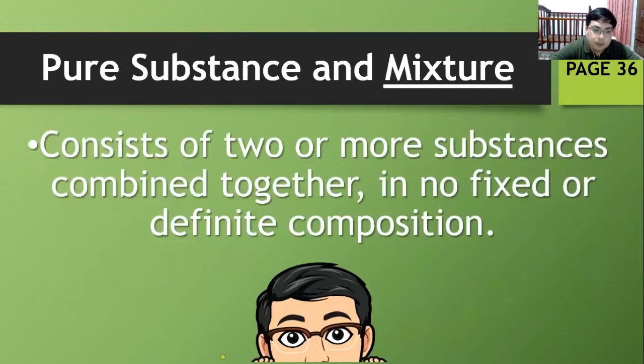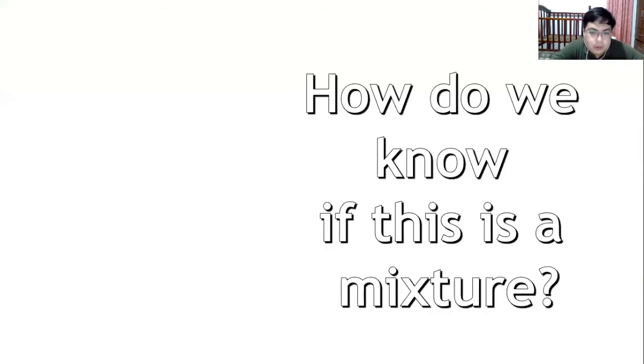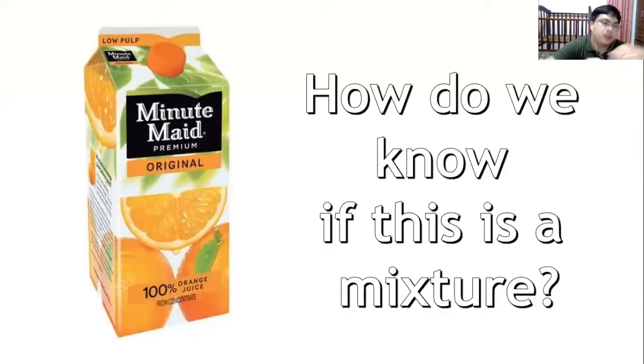So next, after pure substances, we're already on page 36. So turn to page 36. Now, a mixture consists of two or more substances combined together in no fixed or definite composition. So what am I talking about? How do we know if this is a mixture? I'm just going to give you a couple of seconds to think about why this is an example of a mixture.